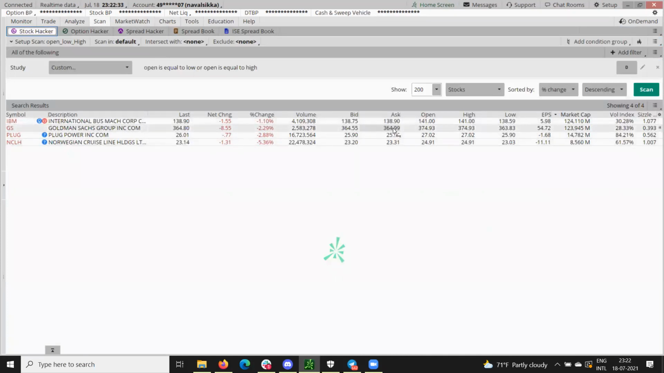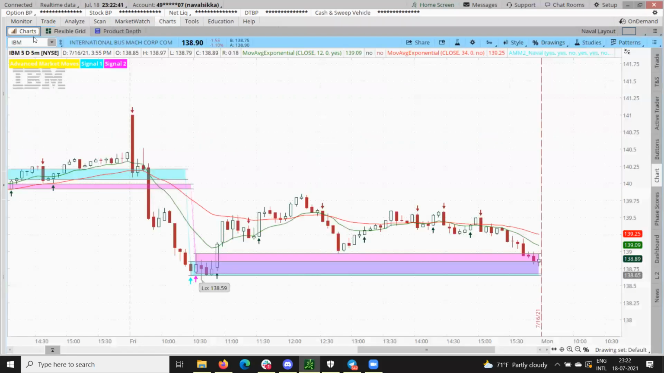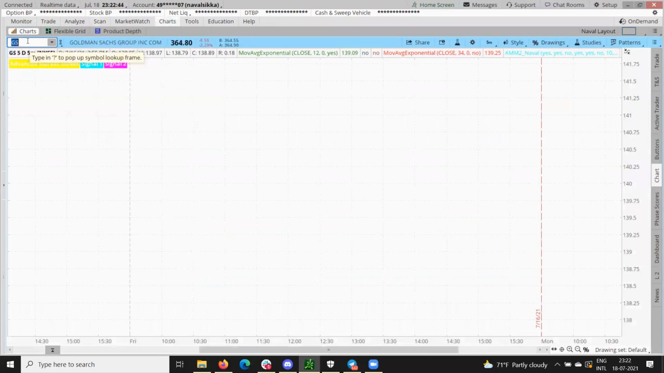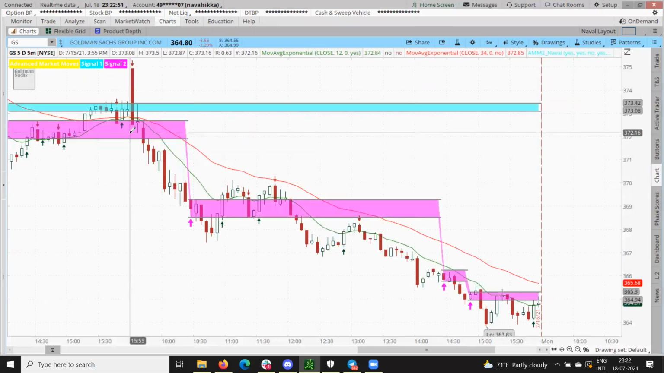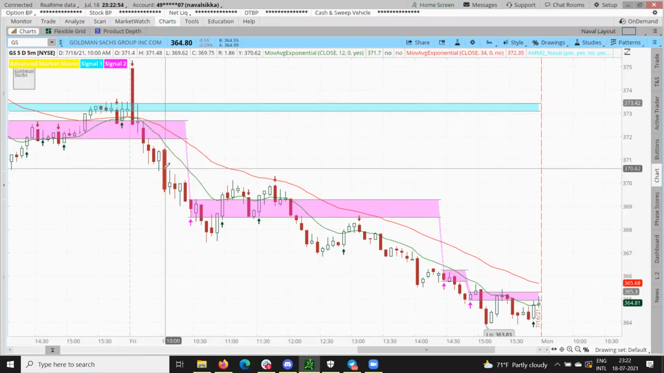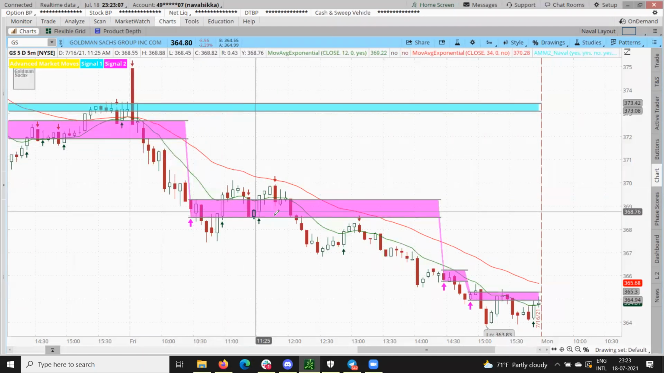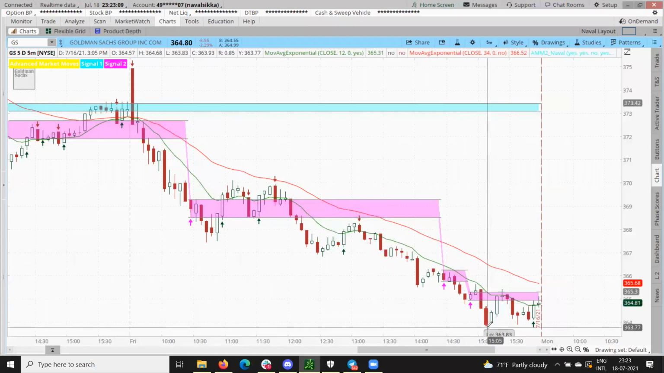Look at Goldman Sachs. It opened at 374.93, and the high was the same. If you do the same thing here, let's say you didn't see it at 9:30 and did it around 10, even then it was trading at 371. Half an hour is a good time to look into the market. If you went short even at this time, you would have made good money. It went down to 363.